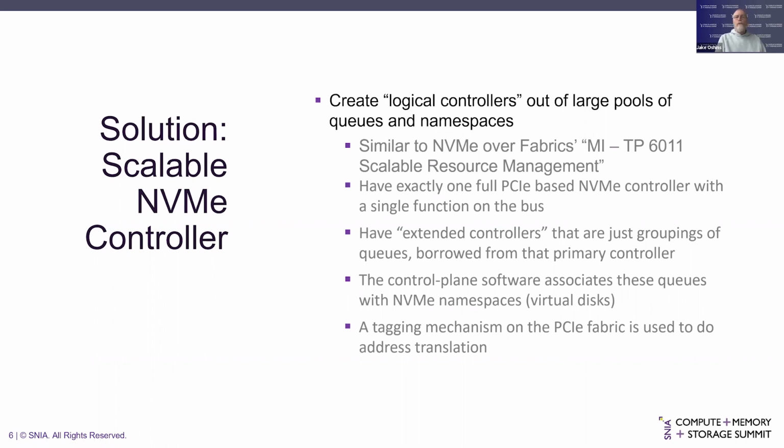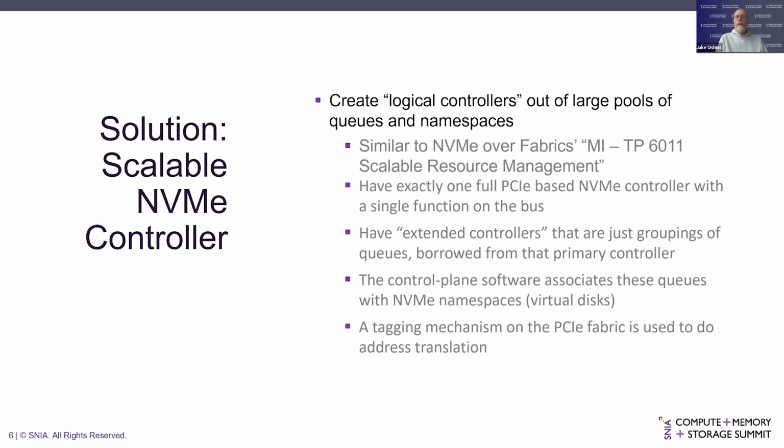NVMe over Fabrics already has a solution to this. It's called Scalable Resource Management. I mean, it's working its way through the NVMe committee. And it's a mechanism for building logical controllers out of large pools of queues and namespaces. It leverages the concept of an admin controller, and from the admin controller, you create extended controllers. Each extended controller is really just a set of queue pairs associated with a set of namespaces. It's relatively cheap and lightweight to create a new extended controller. The extended controller is, again, just more queue pairs and an association with namespaces.